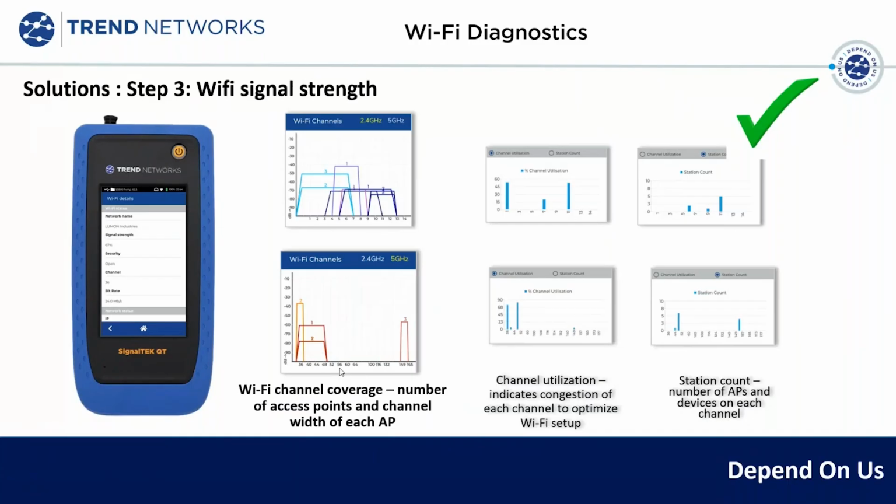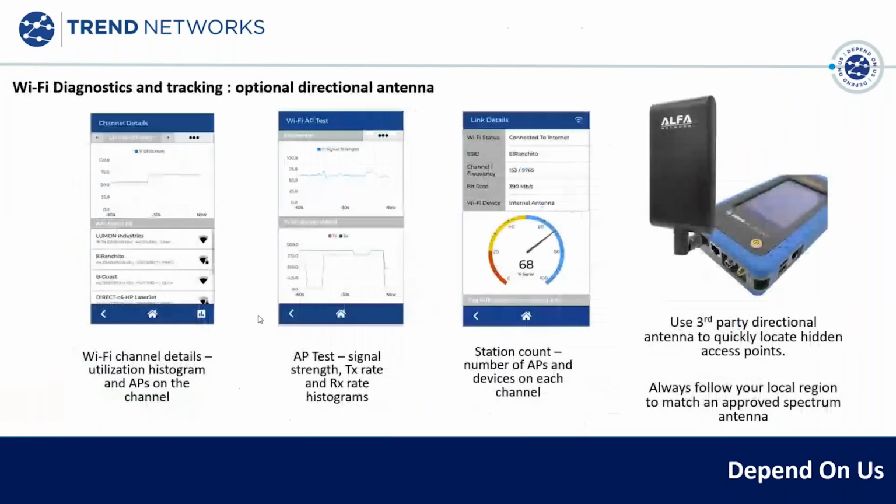You can see at the top screen, we've got a band of channels which are overlapping. But the important thing is you can see channel overlap. You can see utilization. Okay.